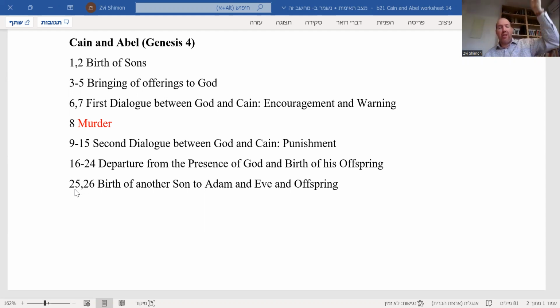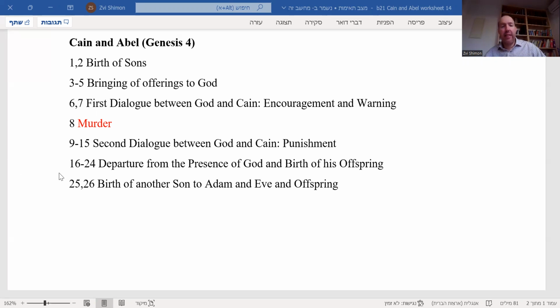We return to the parents, Adam and Eve, and the birth of another son, Seth. So if we look closely, we can identify here a certain chiastic structure, birth compared to birth. We have a dialogue before the murder and a second dialogue between God and Cain after the murder.